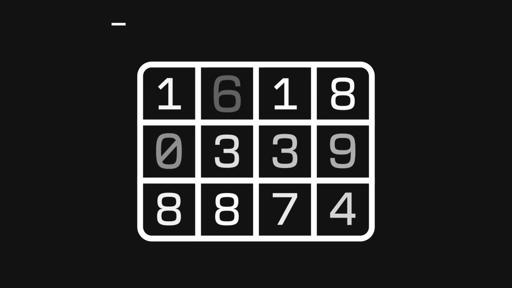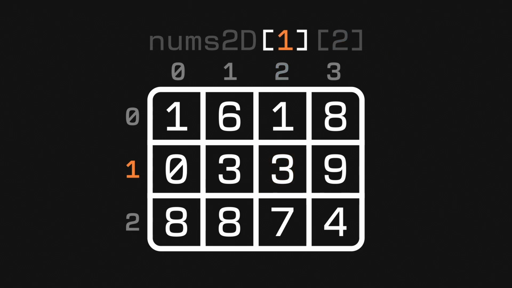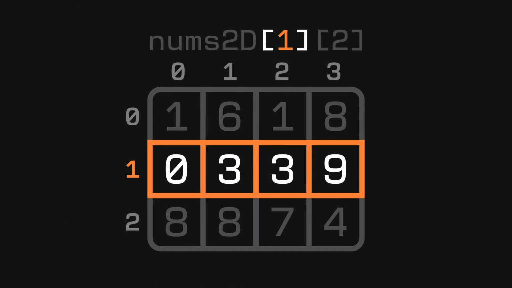We can access a single element in the 2D array by using two index numbers, first for the row and second for the column. This works because the first index number accesses one element of the array of arrays, so it gives back a one-dimensional array that represents an entire row. Then the second index number accesses a single element within this row.